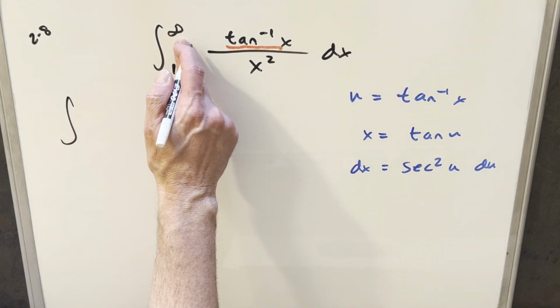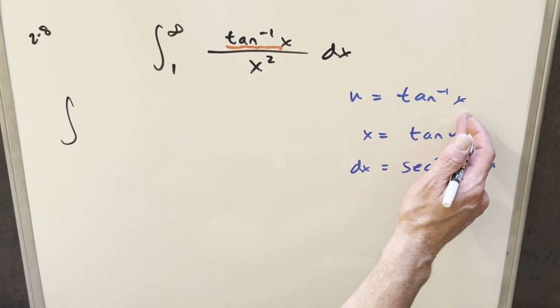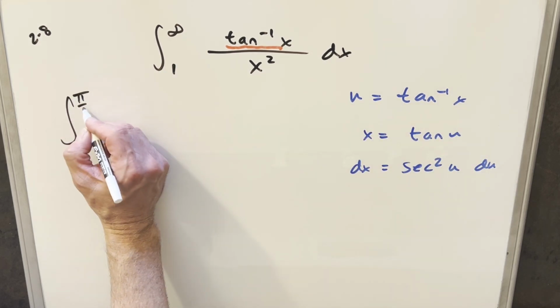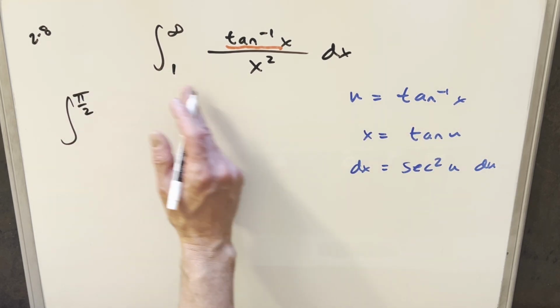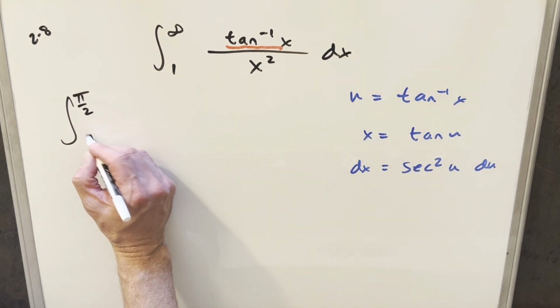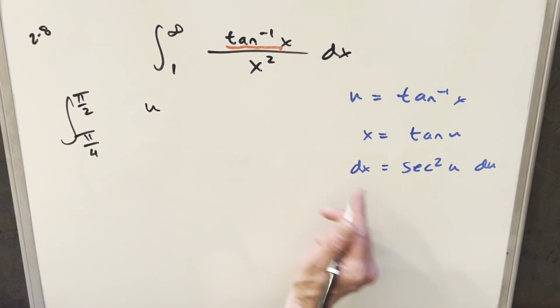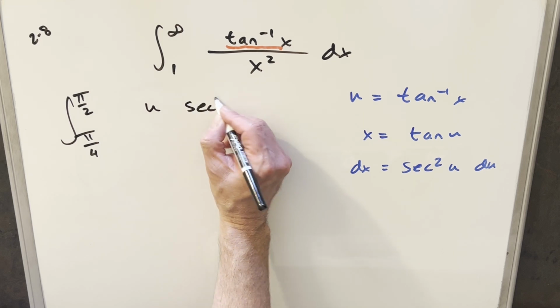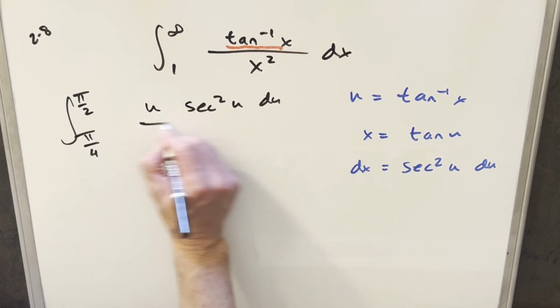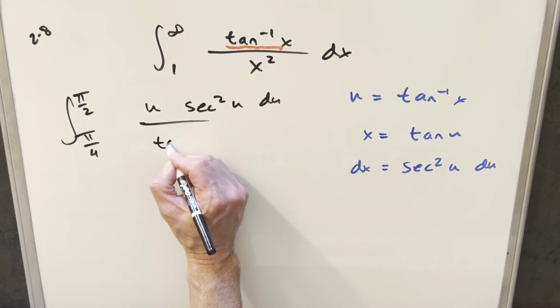First, for the upper bound, we have infinity. So arctan at infinity is going to be pi over 2. And for 1, arctan of 1 is just going to be pi over 4. Now, arctan is just going to be our u value. For dx, we're going to have secant squared u du, and x squared is going to be this squared, so we'll have tan squared of u.